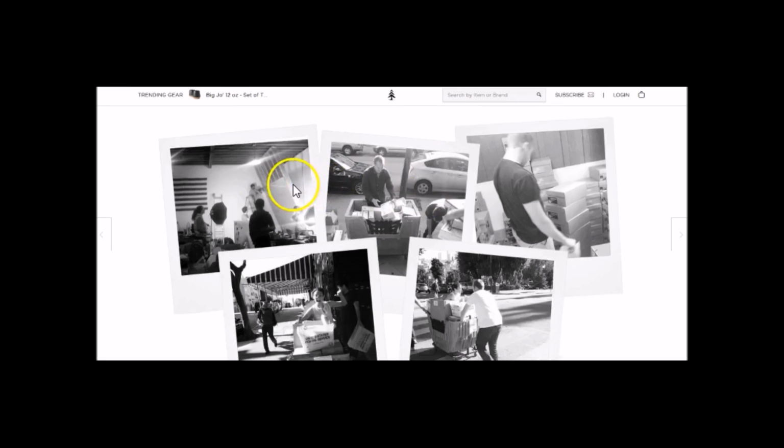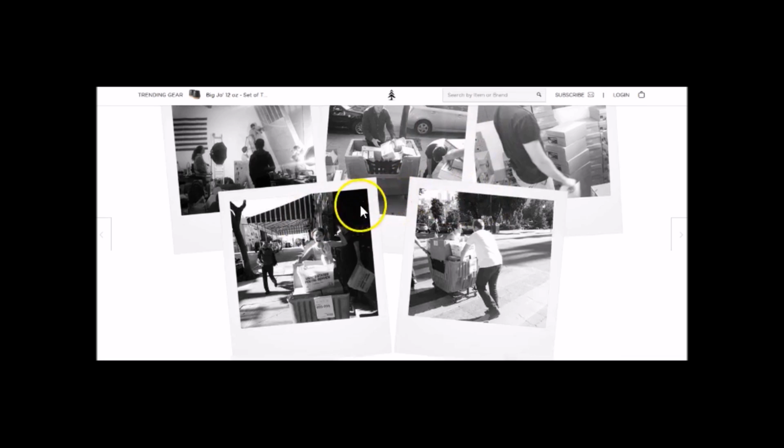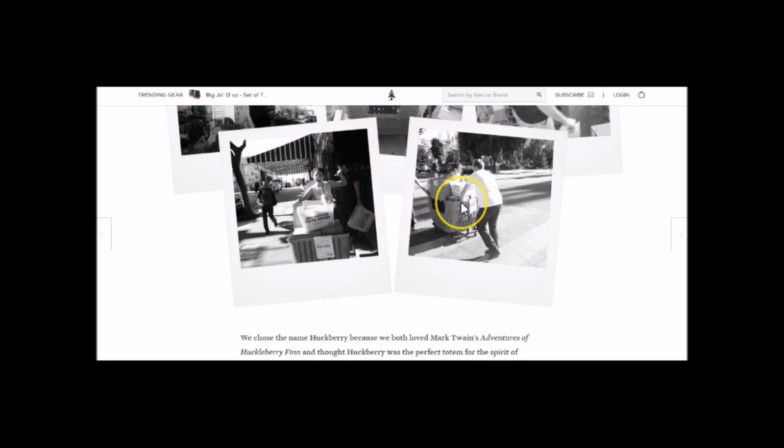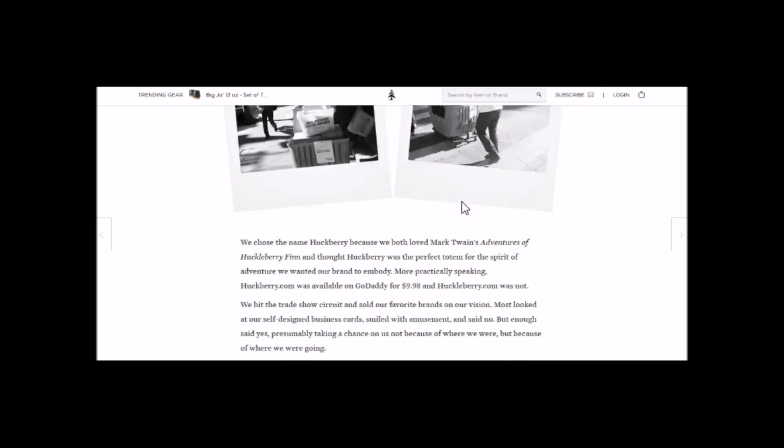So here's a picture of them designing their space. Here are pictures of their first inventory. Very bootstrapped, this really is two guys who started a business together.